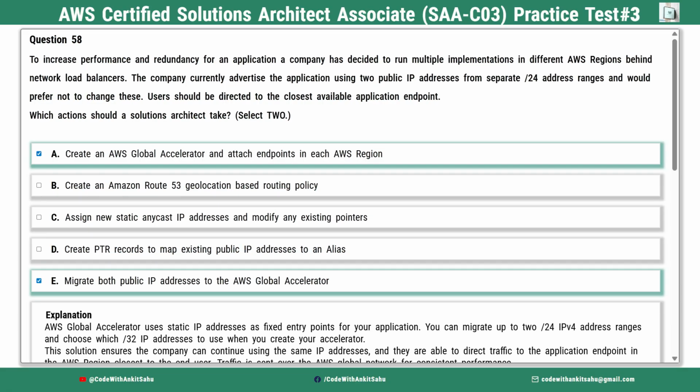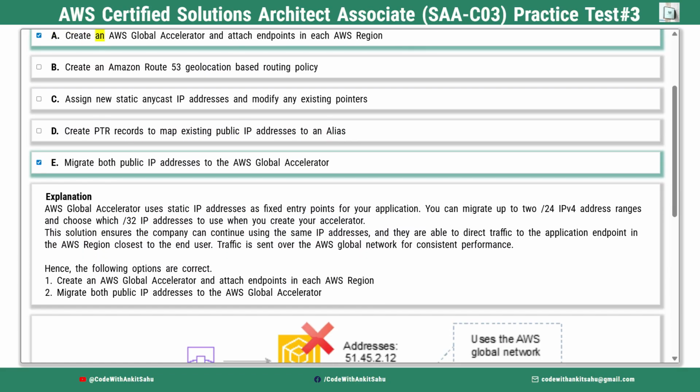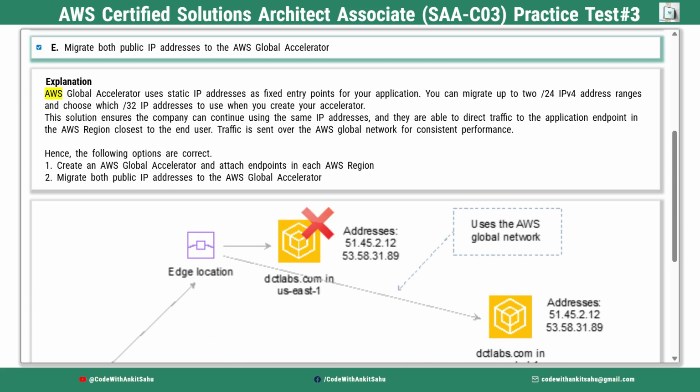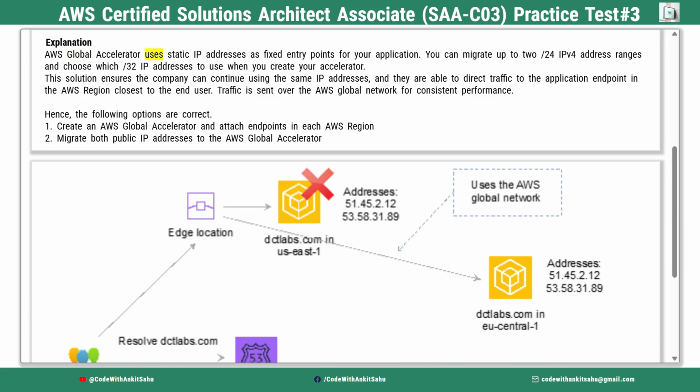Correct answer. Option A. Create an AWS Global Accelerator and attach endpoints in each AWS region. Option E. Migrate both public IP addresses to the AWS Global Accelerator. Explanation: AWS Global Accelerator uses static IP addresses as fixed entry points for your application.